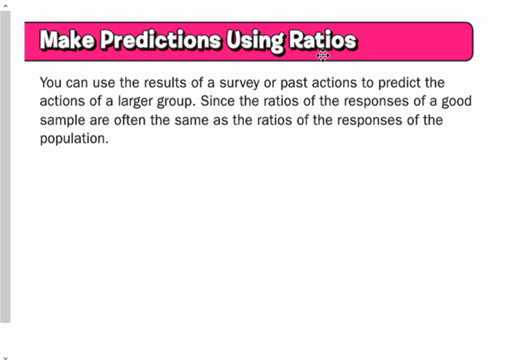Make predictions using ratios. You can use the results of a survey or past actions to predict the actions of a larger group, since the ratios of the responses of a good sample are often the same as the ratios of the responses of the population.